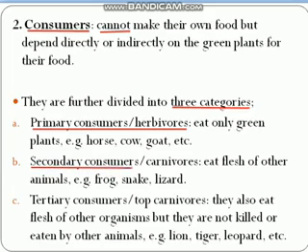Now let's talk about secondary consumers. These are also called carnivores, and these are those consumers which eat the flesh of other organisms. These type of organisms, which are called secondary consumers, eat the flesh of other animals. For example, we have frog, we have lizard, we have snakes.